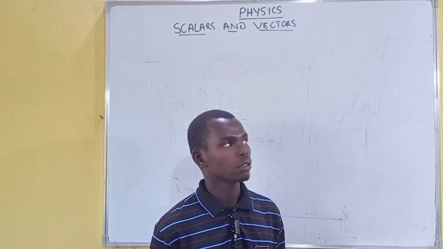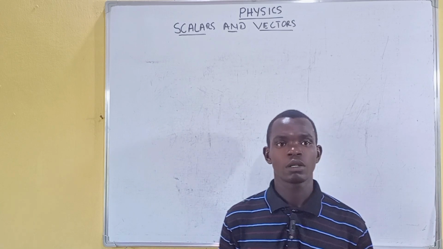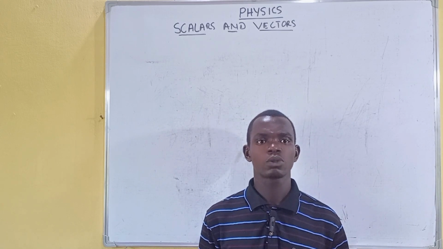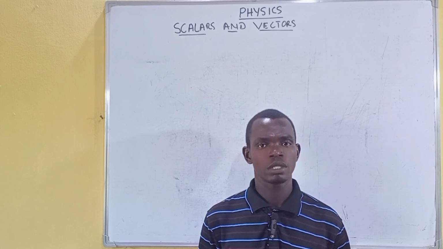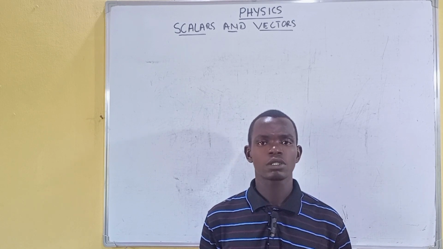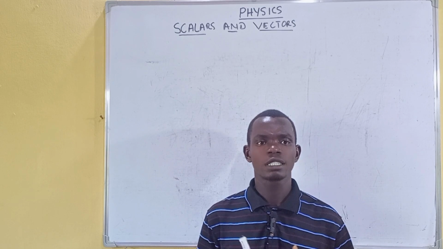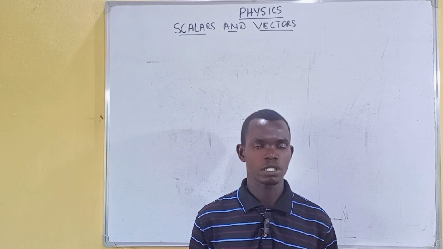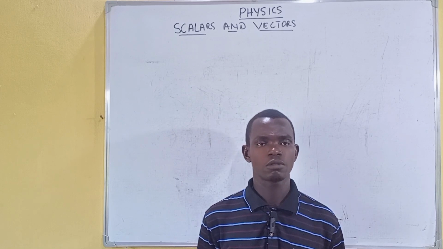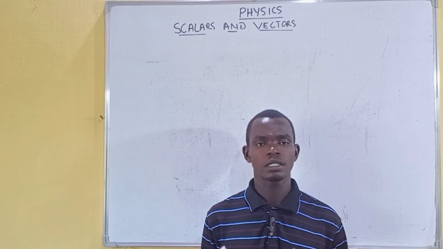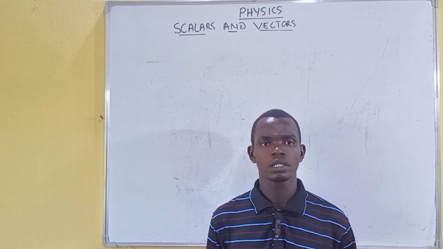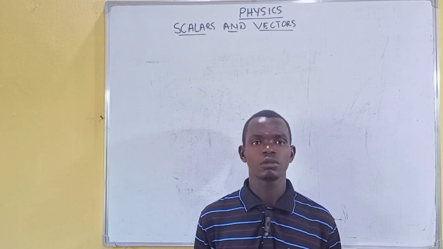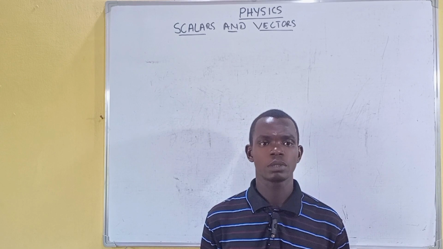And what is a vector quantity? Vector quantities are those which have both magnitude or numerical value and direction. Such quantities are not completely described unless their magnitude and direction are specified. Examples of vector quantities are displacement, velocity, acceleration, weight, force, and momentum.